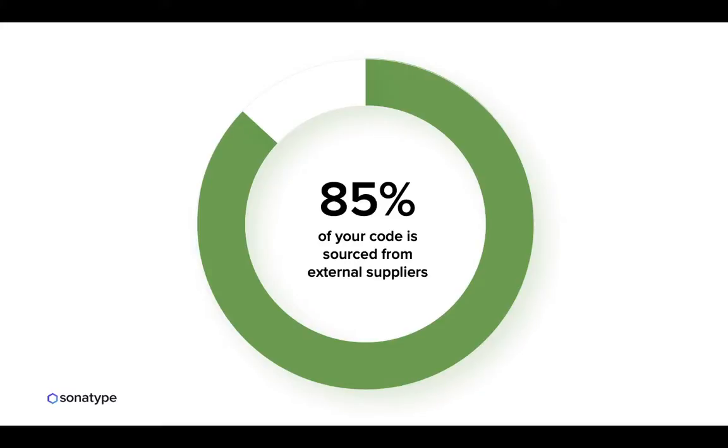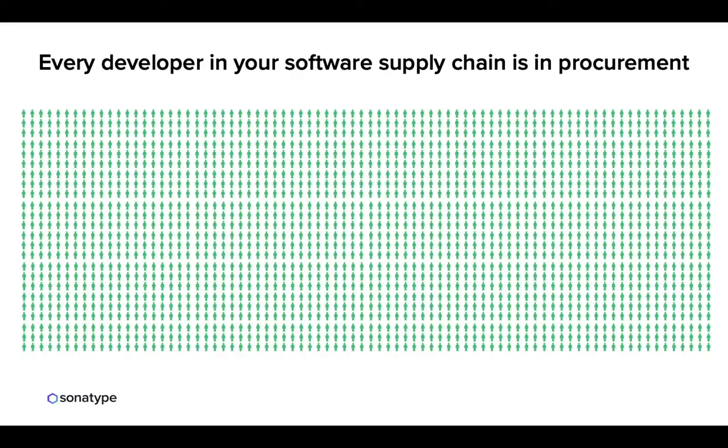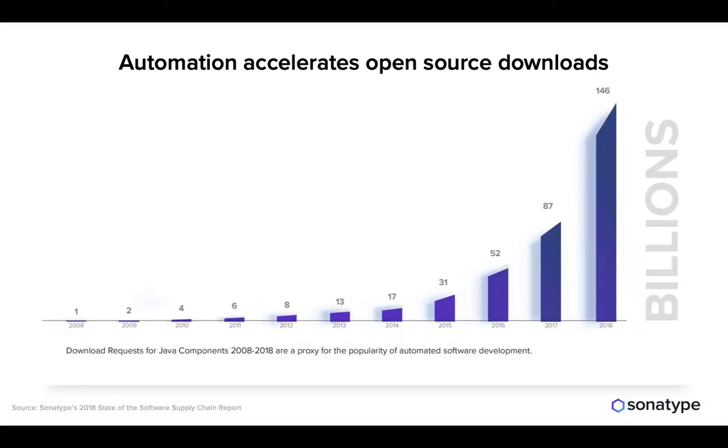We like to view the software development lifecycle like a software supply chain. Not everything is built in-house, like I mentioned. You're getting those open source components from actual external suppliers. And basically, that means that every developer in your software supply chain is in procurement. They're out there choosing open source libraries, they're determining which supplier they're going to use, and they're bringing those open source components into your development lifecycle.